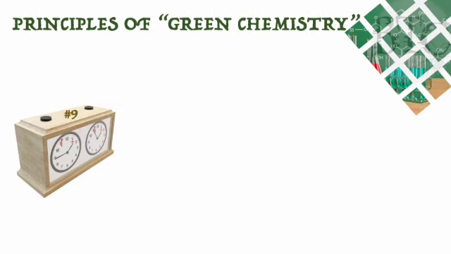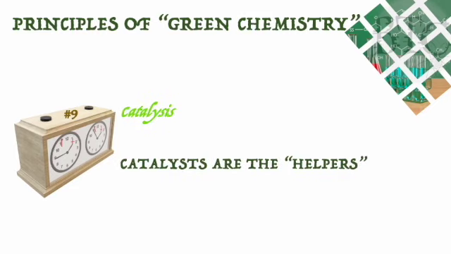The ninth principle of green chemistry actually revolves around the word catalysis. It says that we should use catalyst instead of stoichiometric reagents in the reactions. A catalyst is like a helper in chemistry. It's a substance that makes chemical reactions happen faster and more efficiently without getting used in the process. So, the ninth principle is all about using these helpers or catalysts.